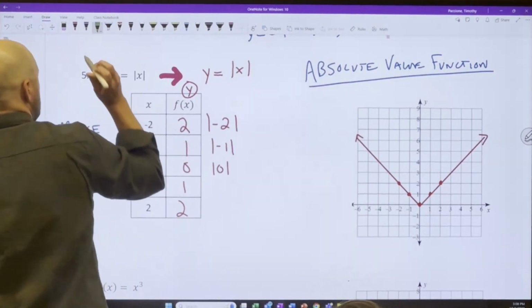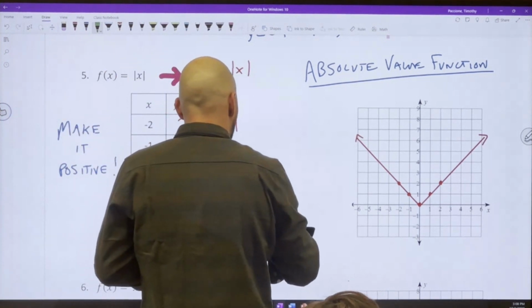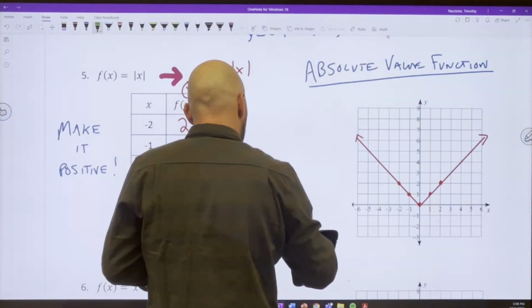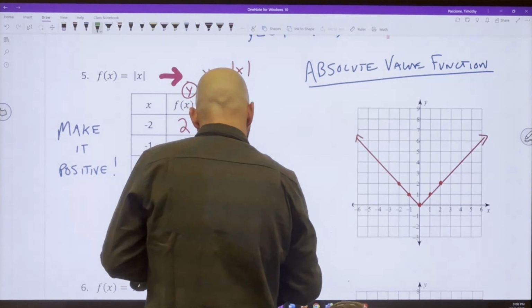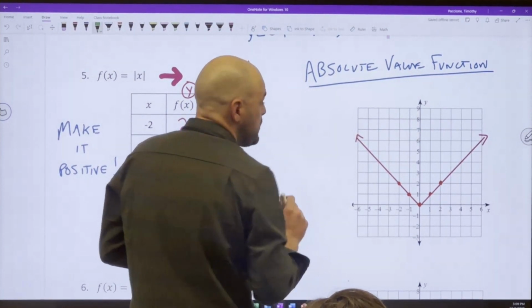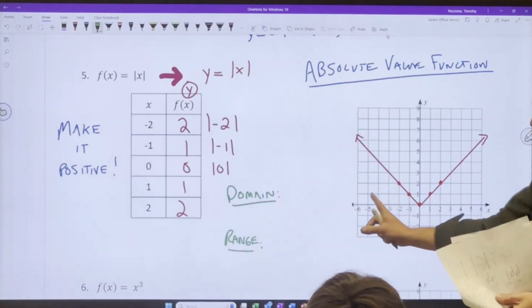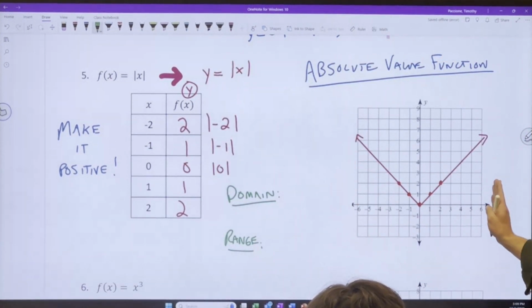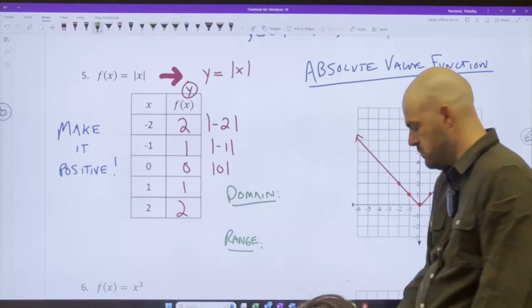Okay. Domain and range. Also, by the way, if you want to write down, this is also symmetrical. I'm going to skip that in the interest of time. Okay, x values. Start at the left, I see an arrow. I go to the right, I see an arrow. That means all real numbers.